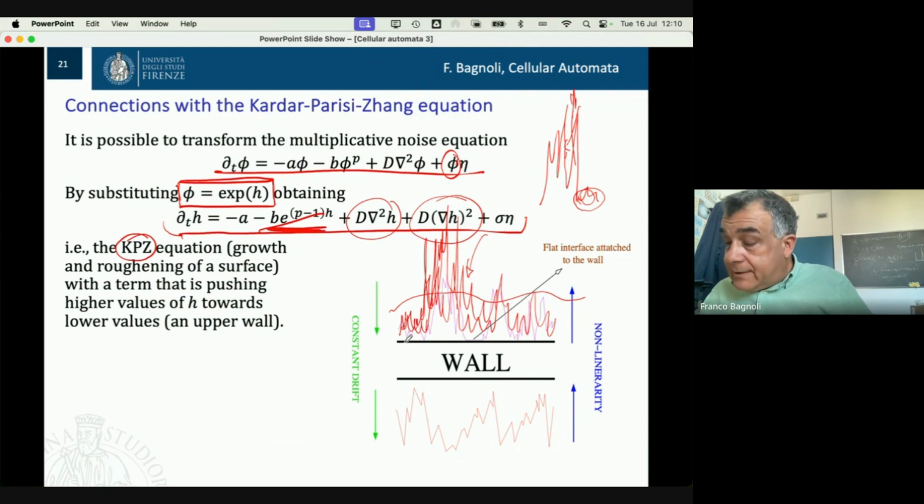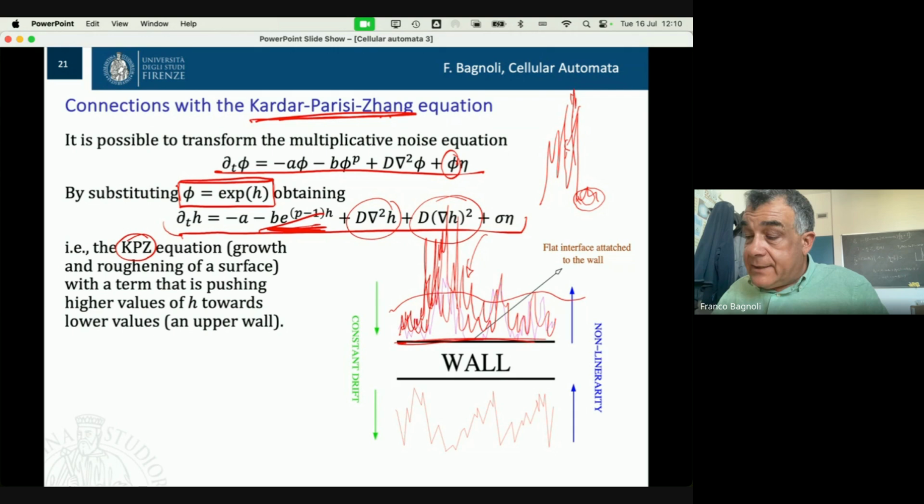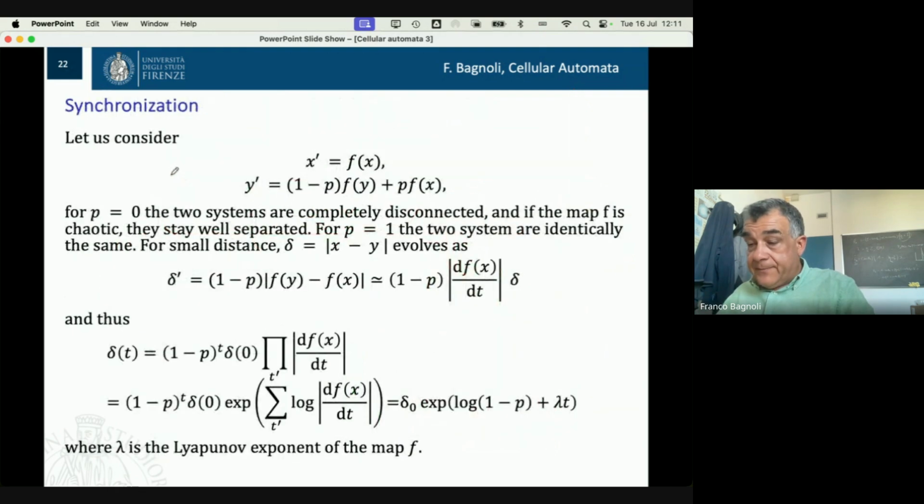This term represents a wall, essentially, a wall that is moving, so all the surface is pushed toward the wall. And so the multiplicative noise essentially corresponds to the Kardar-Parisi-Zhang equation with this wall dominating in different cases. And so this is an idea of giving a different scenario, and maybe a unifying scenario, of this kind of equation. This is called a Langevin equation, essentially, in physics.